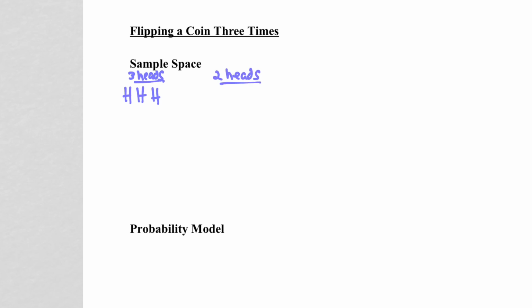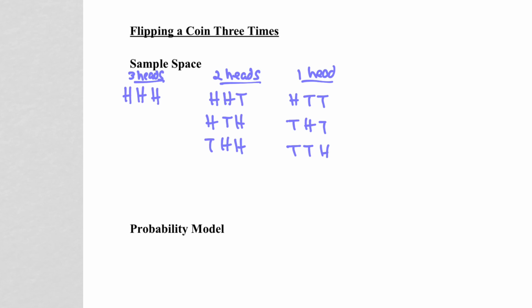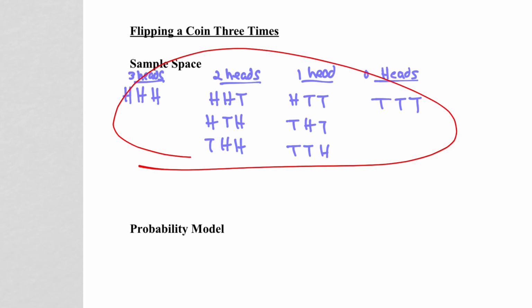We could get 2 heads, and this would be heads, heads, tails, or heads, tails, heads, or tails, heads, heads. We could get 1 head. That would be heads, tails, tails, or tails, heads, tails, or tails, tails, heads. Or we get no heads, which would be tails, tails, tails. So these are all the possibilities. This is called the sample space. It gives us all of the possible outcomes.